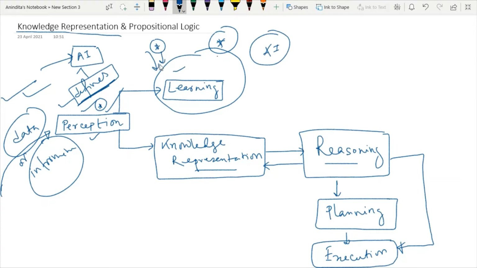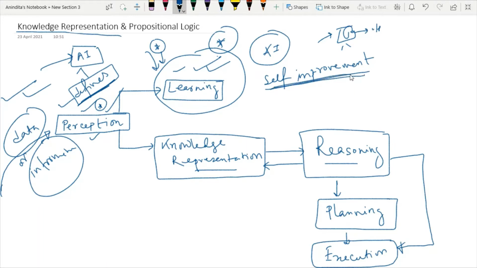So here our intention is to build a computer that can be taught instead of programming them, and the learning component makes it possible. And this learning basically focuses on the process of self improvement. We expect that our AI system should gather some domain knowledge, learn something and create some self improvement mechanism so that it could give us an intelligent outcome. So this self improvement can be induced in your AI system by using the learning component.